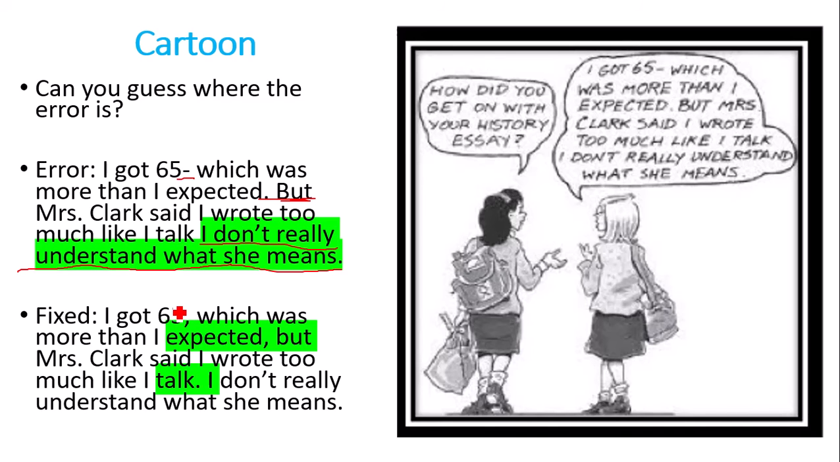I got a 65, which is more than I expected, comma, but Mrs. Clark said I wrote too much like I talk. Period. I don't really understand what she means. So now this conjunction is properly joining the one part of the sentence to the other, and then we split this up with a period.